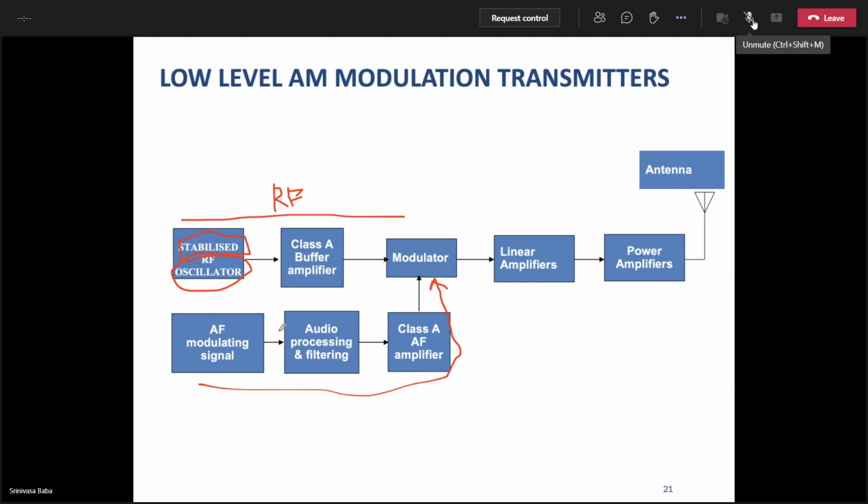So here stable oscillations means fixed or constant oscillations with respect to load variations, with respect to temperature variations, with respect to aging. So you have to choose one such oscillator which can produce stable oscillations as this first block. Then it should be applied to a buffer amplifier. Have you heard this name, buffer amplifier, anytime? Buffer amplifier.